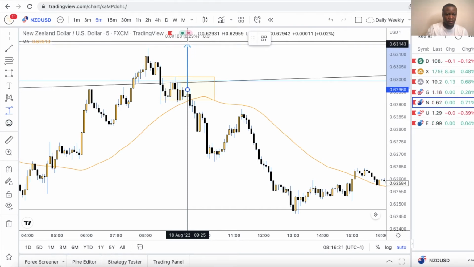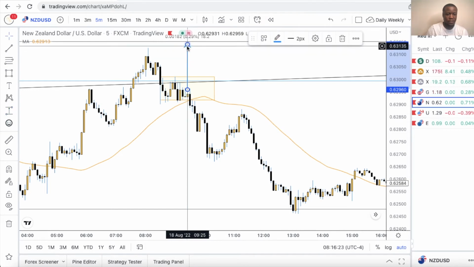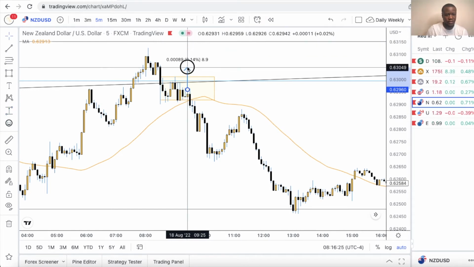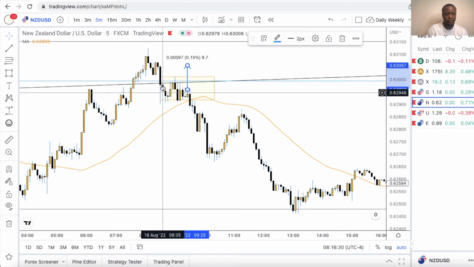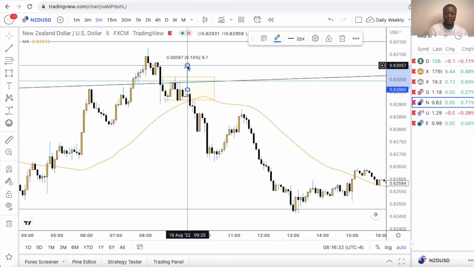You do about 20 pips if you really want, or you could just go up to here, 10 pips at this last candle right here. 10 pips, 10 pip stop loss.